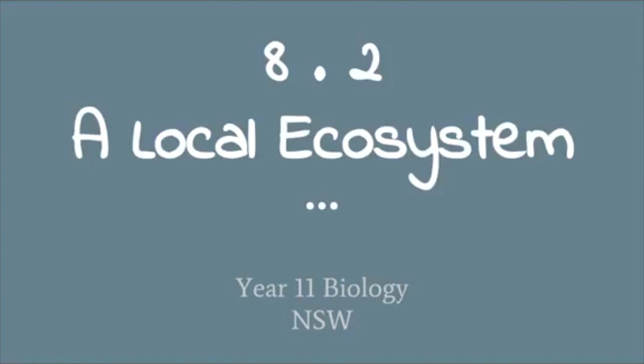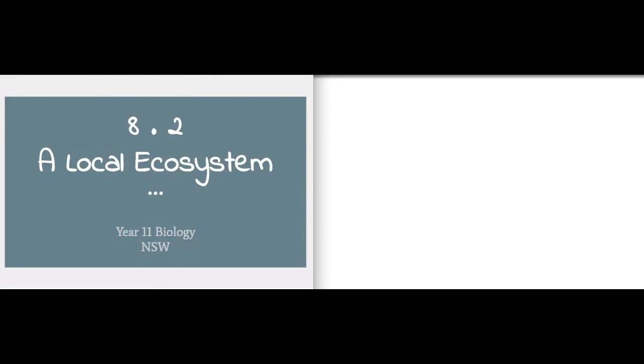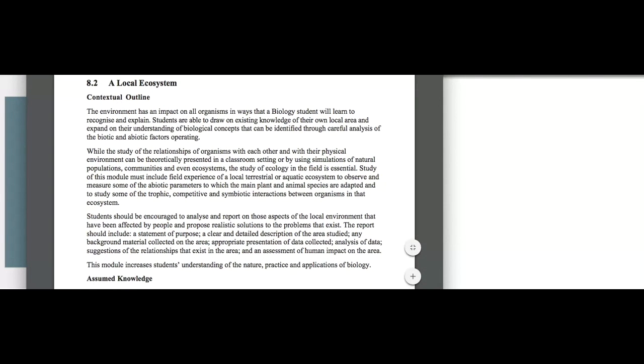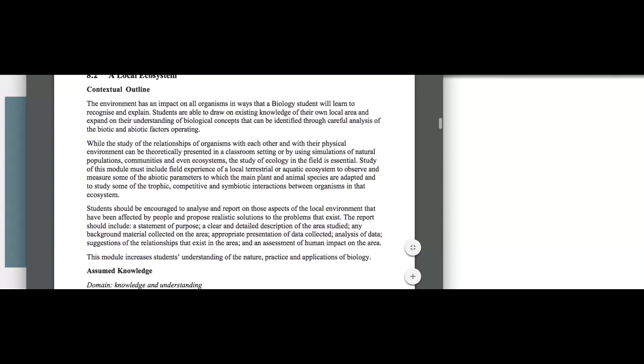The first topic in the preliminary biology series is 8.2, a local ecosystem. As this is the first topic, I will briefly go over the structure of the New South Wales biology syllabus. The syllabus begins with the topic name at the top, the contextual outline, which tells you what the topic will be about, assumed knowledge, and then the dot points.